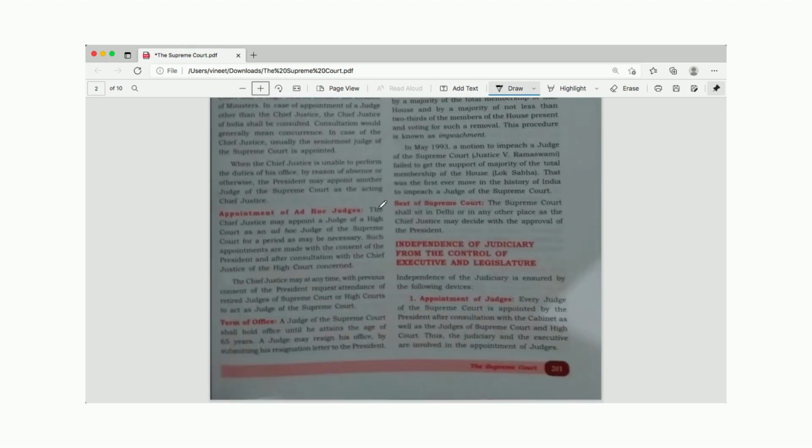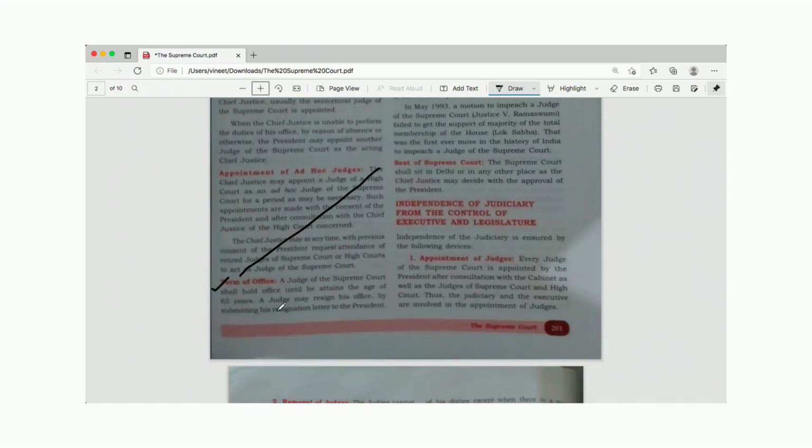In case of appointment of a judge other than Chief Justice, then the Chief Justice is also taken into consideration. Appointment of ad hoc judges, you do not need to do. You will do the term of office. And here you have to note the term of office of a Supreme Court judge is until he attains the age of 65 years. This is also very important because this is a question which is often asked in MCQs, that till what age does the Supreme Court judge hold office, and that is still 65 years.